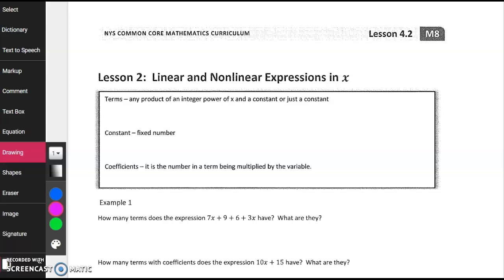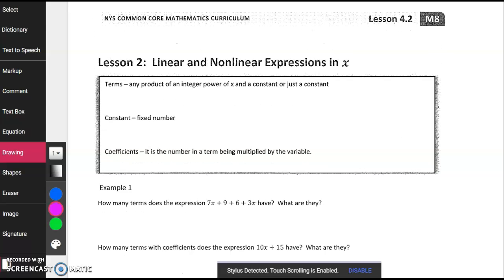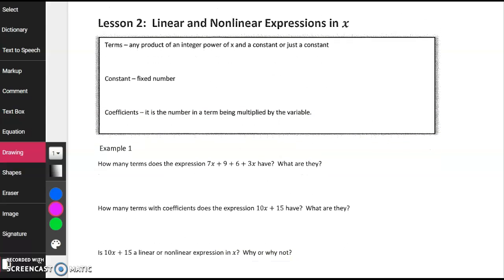Lesson 2 in Module 4 is on linear and nonlinear expressions in X. So first we want to review a few terms that you've learned in the past but maybe forgotten. The first is the word term, and it's any product of an integer power of X and a constant, or just a constant. So product means multiplication. So it's an integer power in X, or just a constant number.